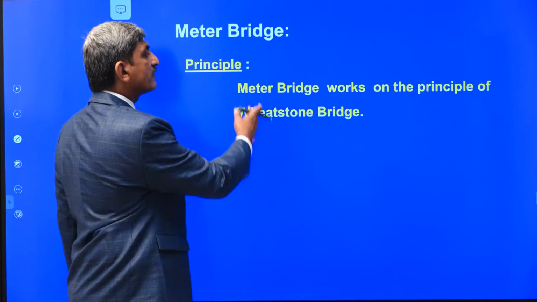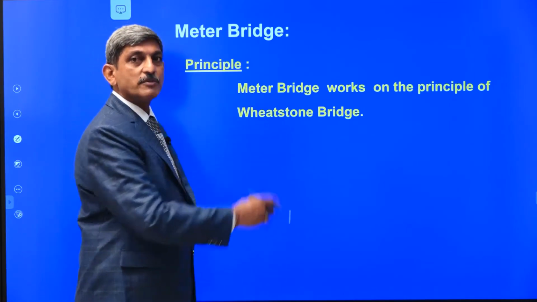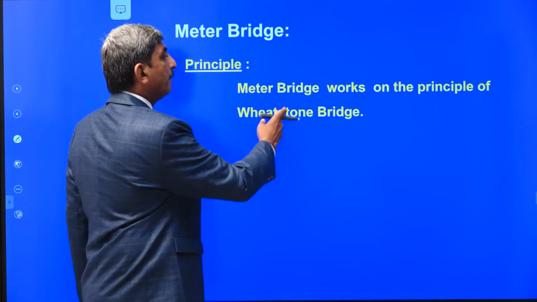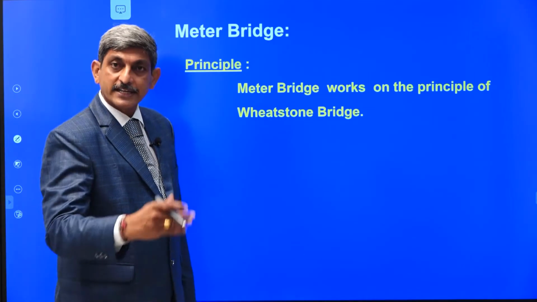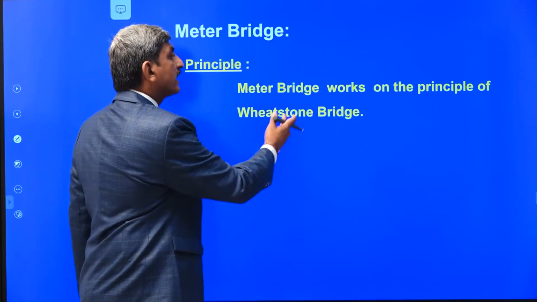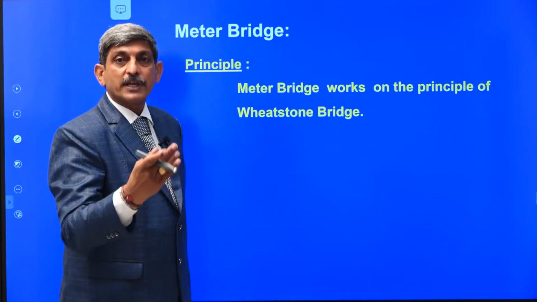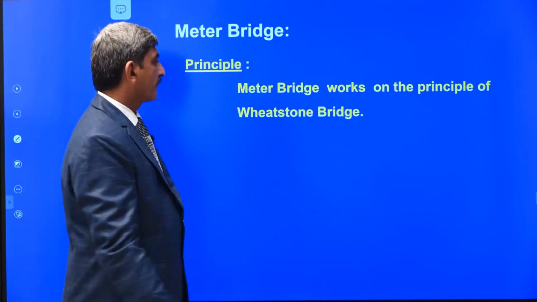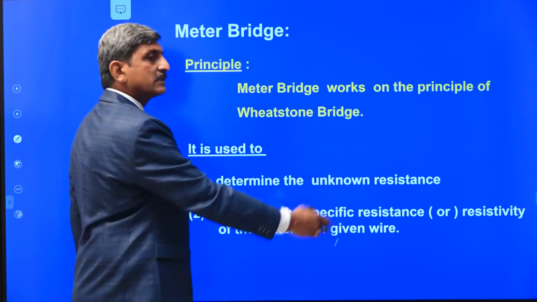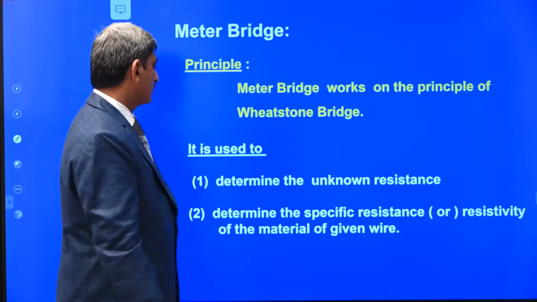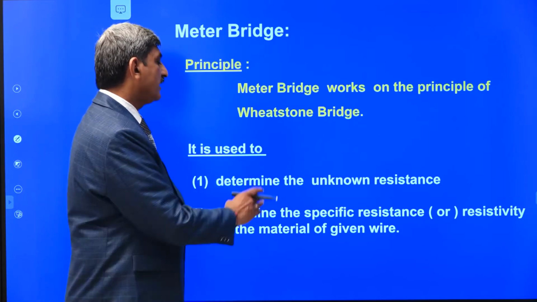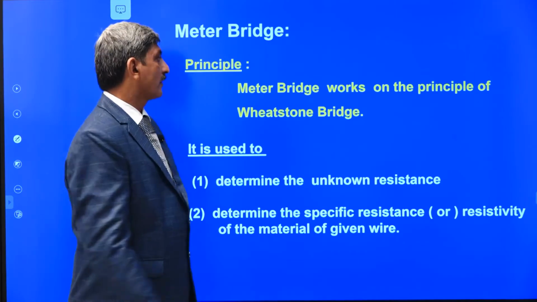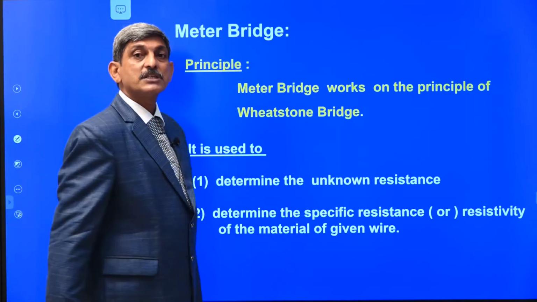The working principle of the meter bridge is the Wheatstone bridge. That means the meter bridge works on the principle of the Wheatstone bridge. Already I said that the meter bridge is the practical application of the Wheatstone bridge. It is used to determine the unknown resistance value and also used to determine the specific resistance of the material. These are the uses of the meter bridge.